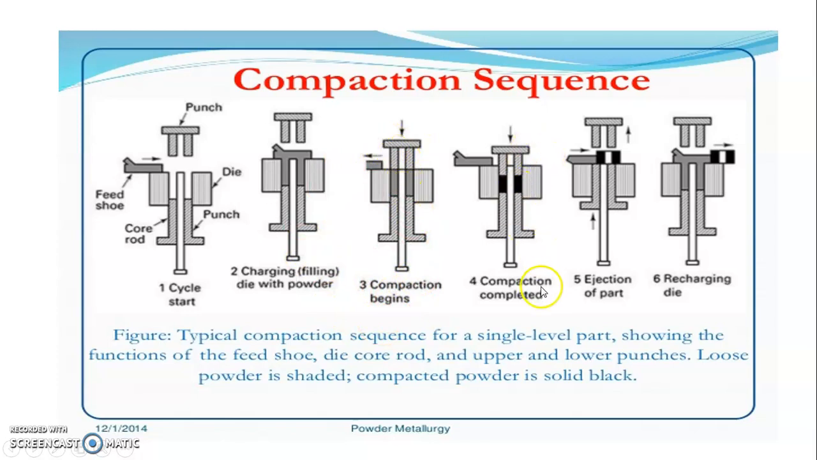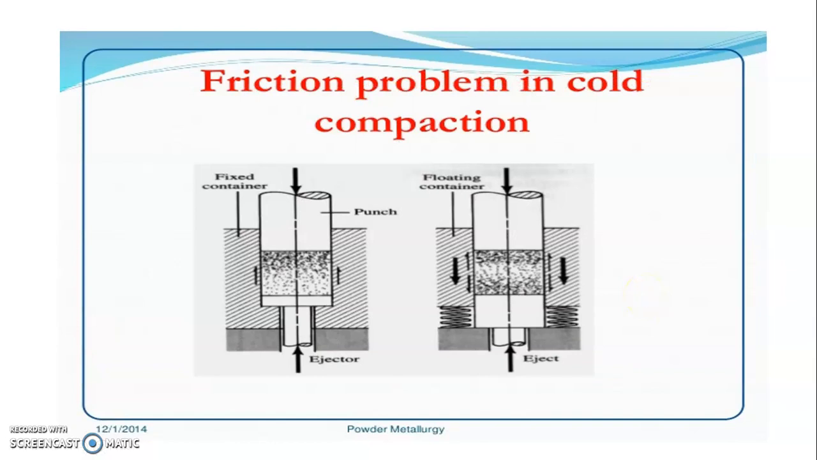After the compaction is completed, to eject the part, the die is moved upward and the punch moves in the upward direction, with the help of the downward punch. After that the ejection step ejects the compact, then the die is recharged. Next is the friction problem in cold compaction. Here you can see the friction problem in cold compaction, the same process.